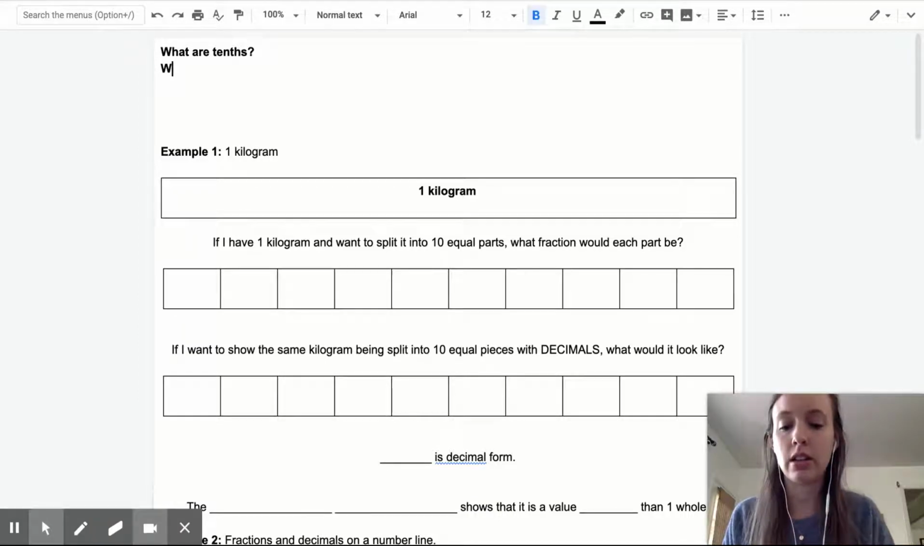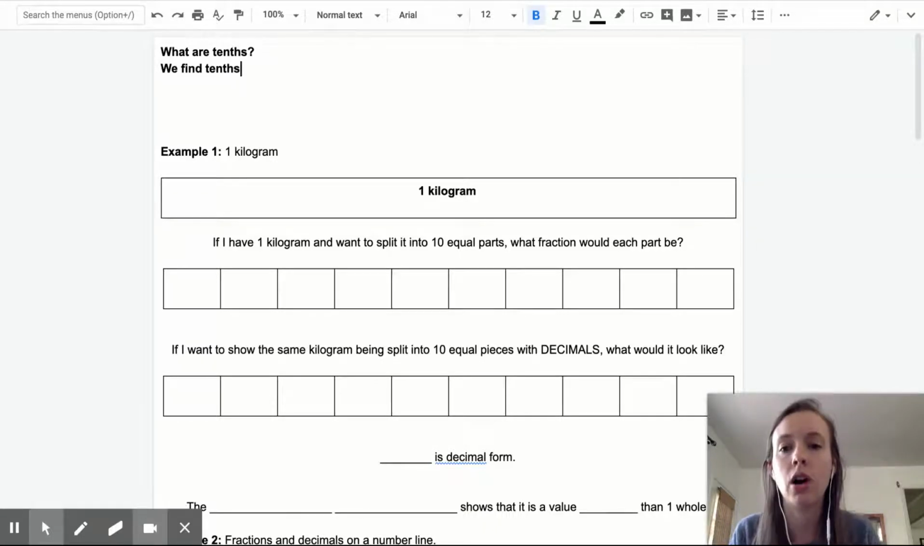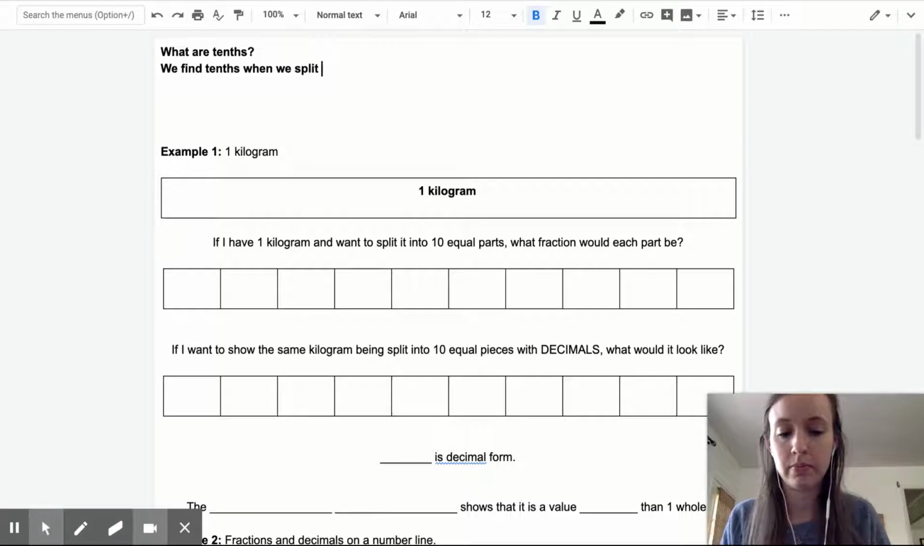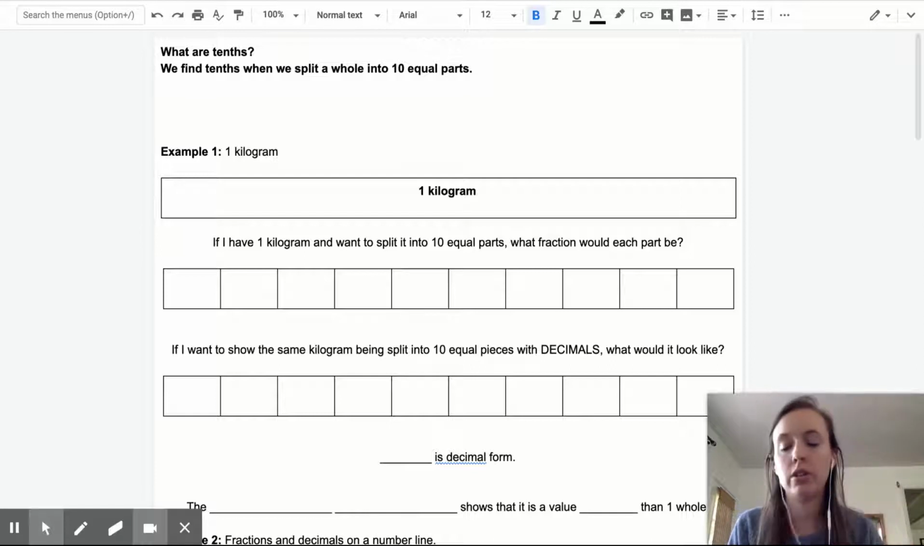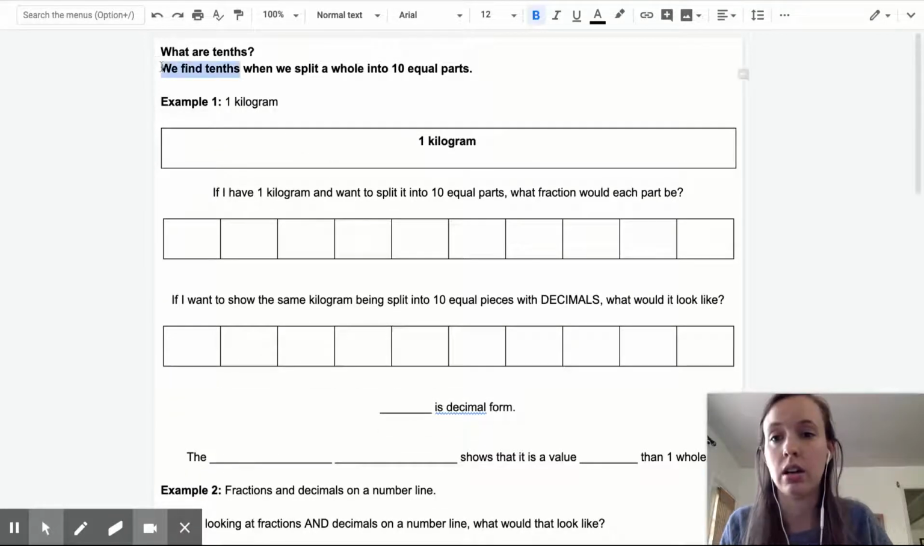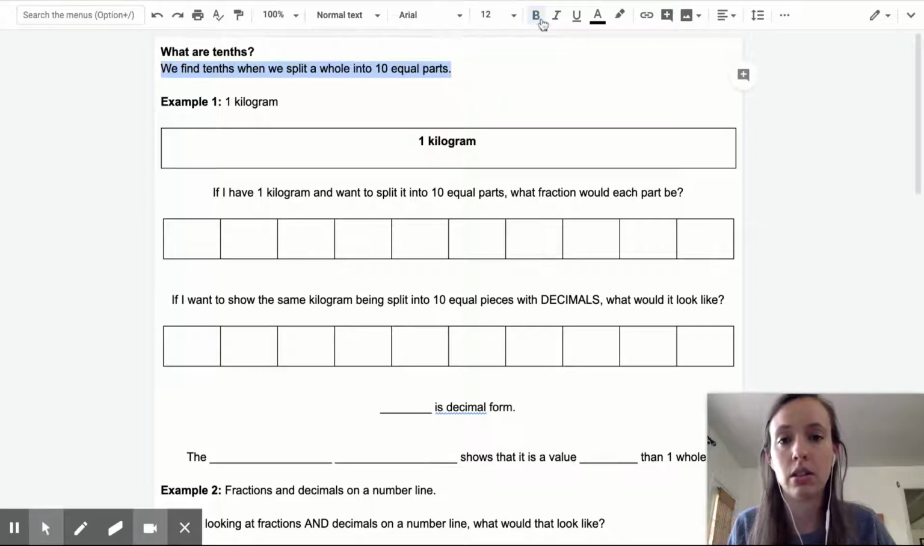So basically, we're going to find tenths when we split a whole into 10 equal parts. Okay, so we're going to represent this amount as either a fraction or a decimal, and today I'm going to show you what that looks like. So we know our tenths are when we split something into 10 equal parts.